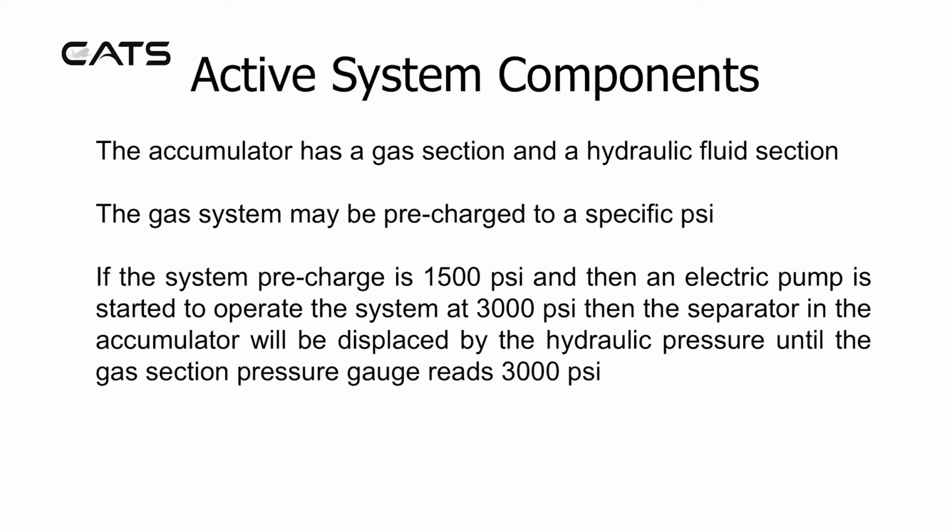The accumulator has a gas section and a hydraulic fluid section. The gas system may be pre-charged to a specific psi. If the system pre-charge is 1500 psi, and then an electric pump is started to operate the system at 3000 psi, then the separator in the accumulator will be displaced by the hydraulic pressure until the gas section pressure gauge reaches 3000 psi.